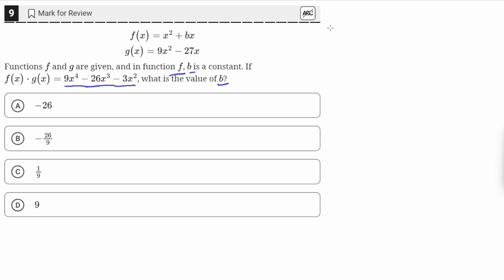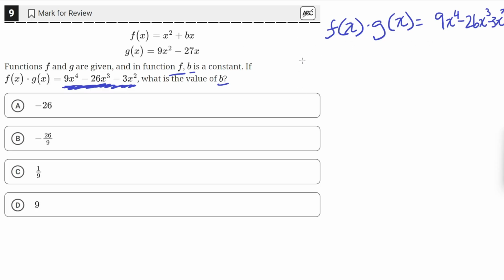So we're told that the function f of x times g of x is equal to 9x to the fourth minus 26x cubed minus 3x squared. And we're told the values of f of x and g of x. So what we can do is just plug these two into the value of f of x and g of x, set that equal to this quantity here that they told us the product of these two functions is equal to, and then solve for b.